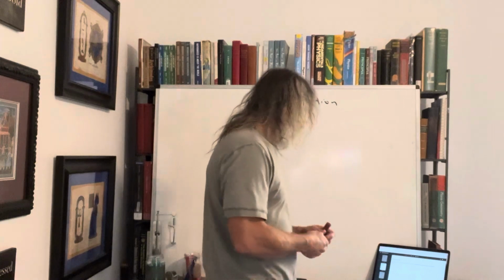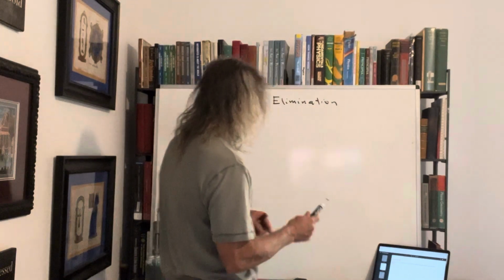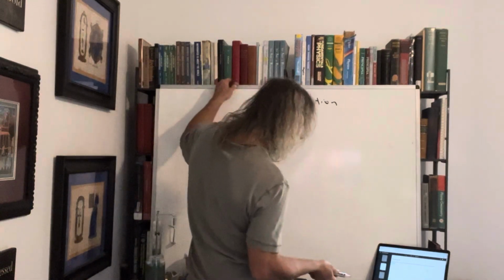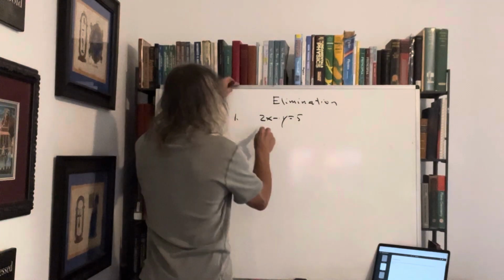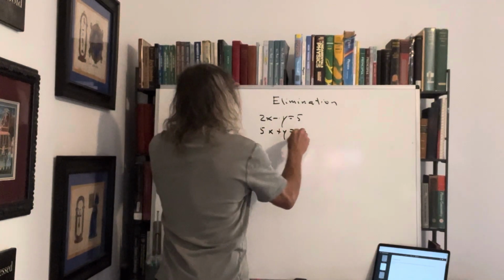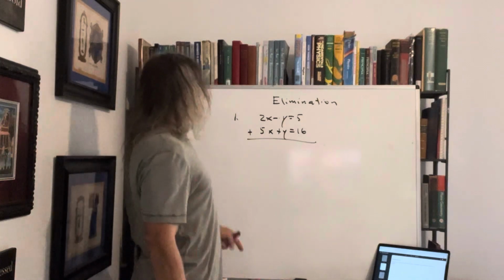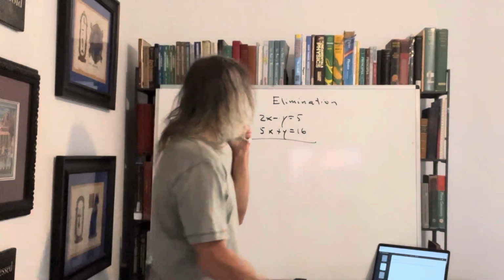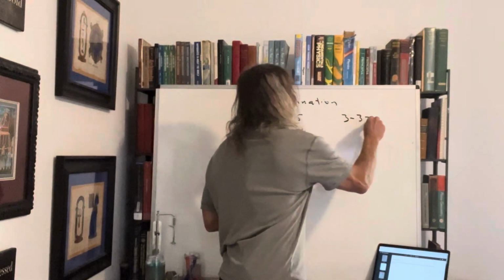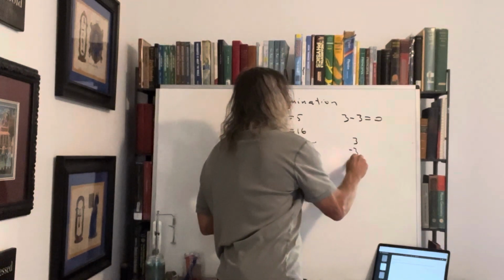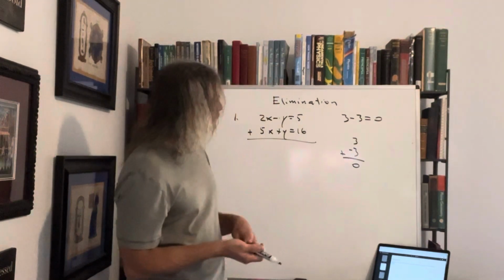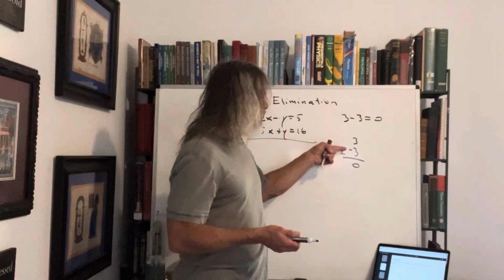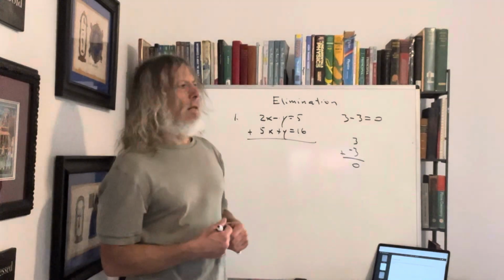So for example, 2x minus y is 5, and 5x plus y is 16. Okay, notice that this and this are opposite, and so they zero out. Because remember, 3 minus 3 is 0, or 3 plus negative 3 is 0. A number minus itself is 0. A number plus its opposite is 0. So we're going back to that fact.